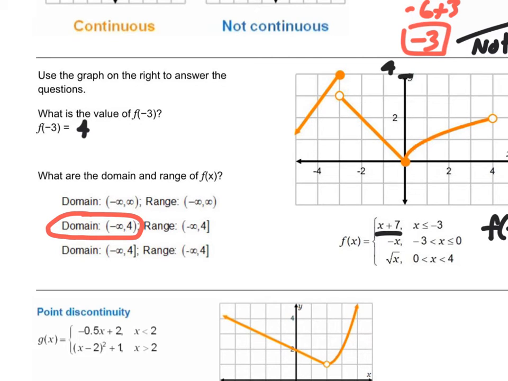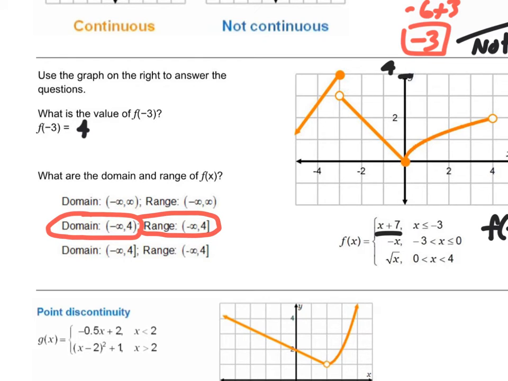Okay? And the range, the largest y value I have is positive 4, and then we include all these other y values, but this function here shows that the graph goes down to negative infinity, so we go from negative infinity all the way up to positive 4. And so that's our range.